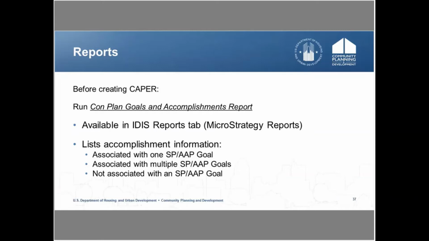When you run this report, which I'll show you a screenshot of next, there are 3 headers, 3 sections that it will give you data in. And this is really important to note. The first one is the heading that says associated with 1 SP or action plan goal. The second heading will be those accomplishments associated with multiple goals. And then the third section will be those accomplishments not associated with any goal. And we'll get into a little bit more of why that's important next.